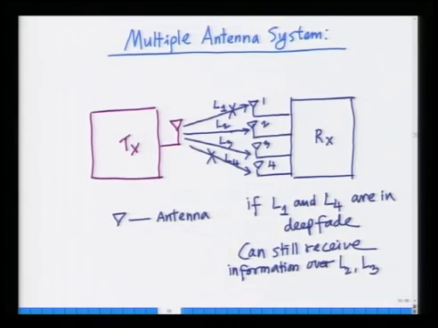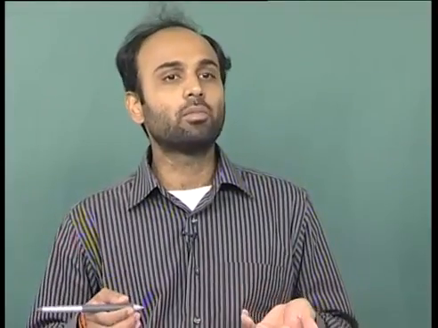Previously, we said the bit error rate is arising because the link is going into a deep fade. The simple solution is to increase the number of links, which means if even 1 or 2 of these links now go into a deep fade, the rest of the links are still available to convey the information. So, that is how you are improving the bit error rate performance of this system.